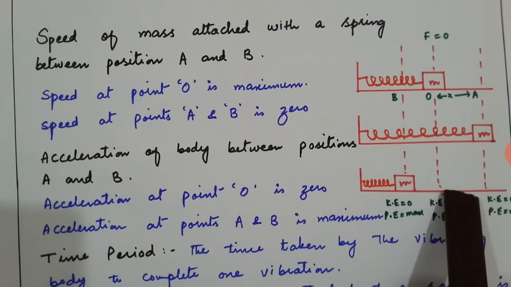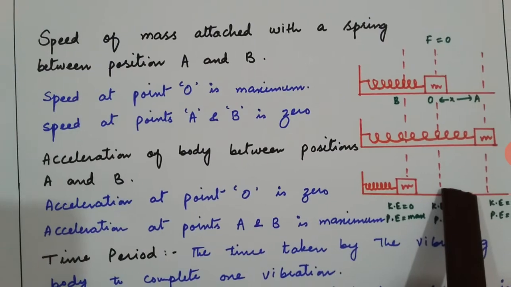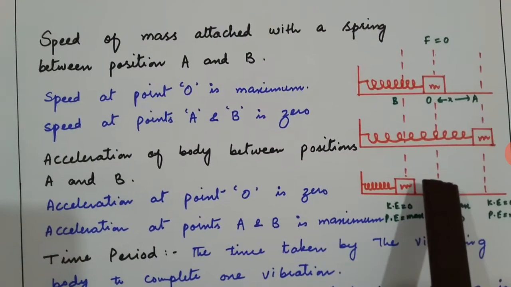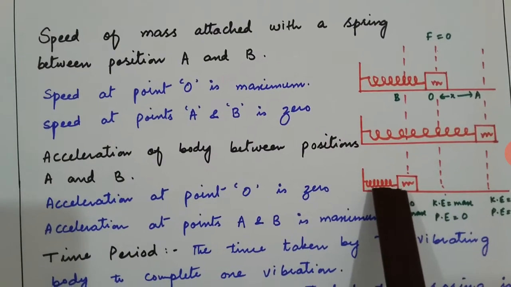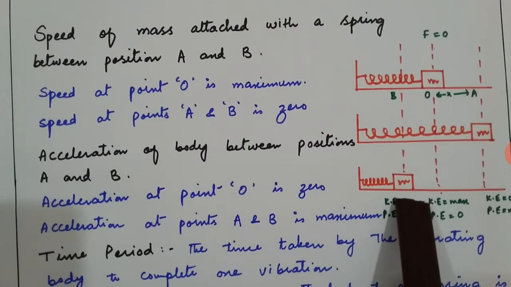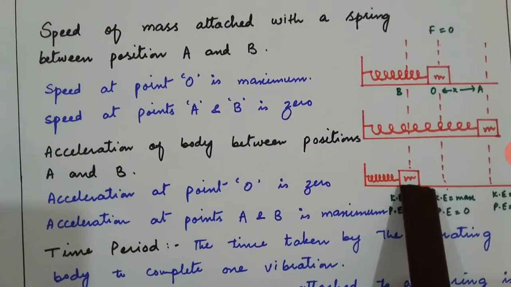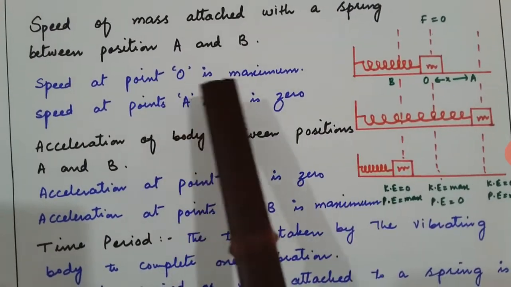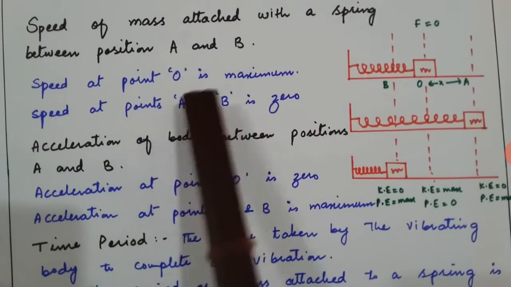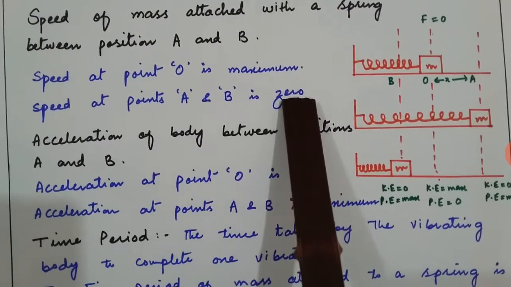Due to inertia, the body does not stop at point O and continues its motion towards point B and reaches point B. Its velocity, its speed, reduces to 0. So we can say that the speed at point O, the mean position, is maximum, and the speed at points A and B, the extreme positions, is 0.